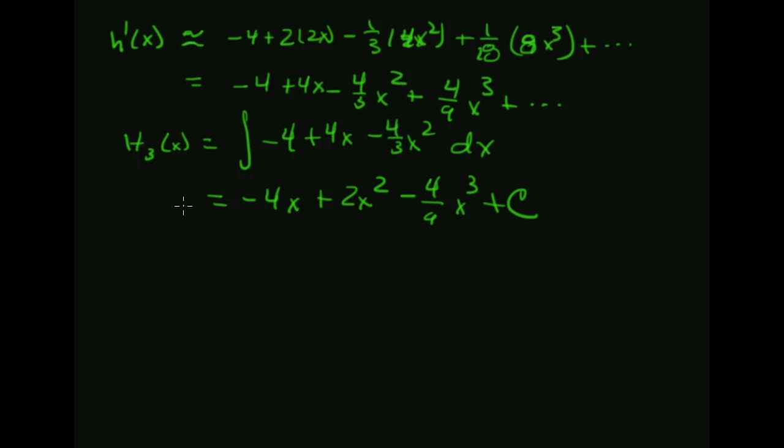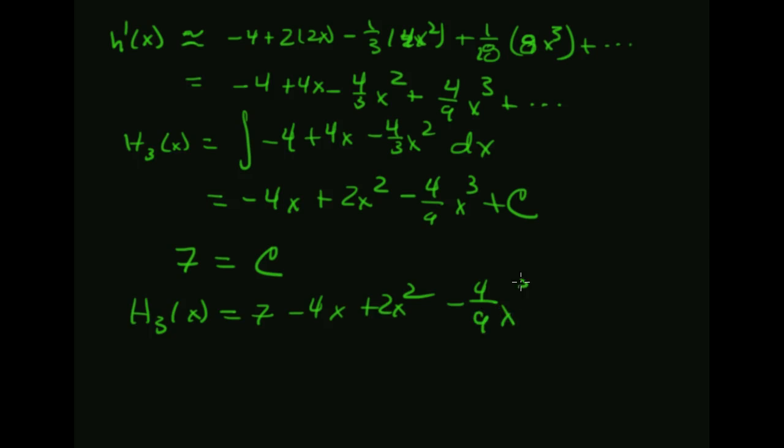We know that this is 7 when everything else is 0, so c has to be 7. H of x then is 7 minus 4x plus 2x squared minus 4/9 x cubed. And that's the third degree Taylor polynomial. That's the whole set. If you have questions, make sure you make it to one of the drop-ins or send me an email. Hope this is helpful.